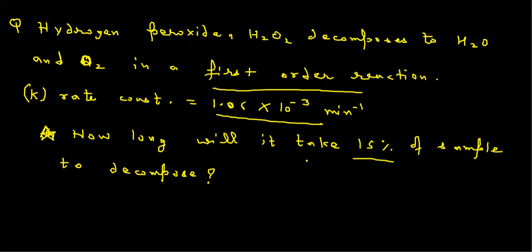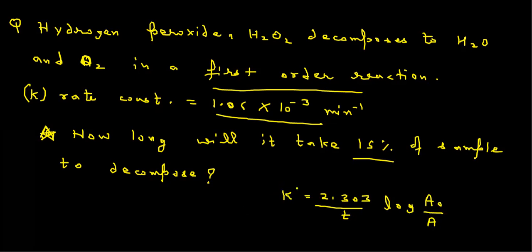So if 15% is going to decompose, can you tell me how much is going to be left? Of course, if 15% is going to decompose, then 85% is remaining. Am I right? So 85% is remaining as 15% is going to decompose. So we know the basic equation, K is equal to 2.303 by T log A naught by A. Am I right? We know this basic equation, isn't it?